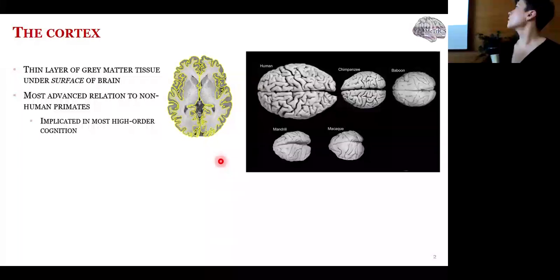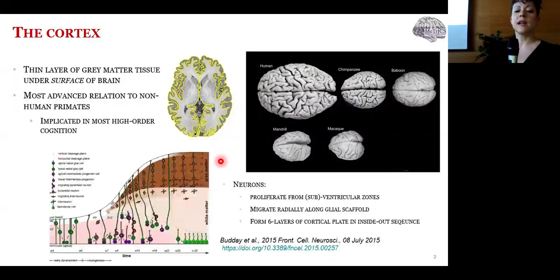So as we all know, the cortex is the thin layers of tissue at the outer surface of the brain, which are much expanded relative to our non-human primate cousins, which implicates it in a wide range of higher order cognitive processing, which is why we're interested in it.